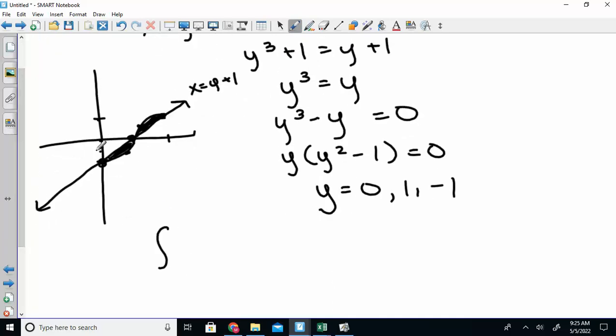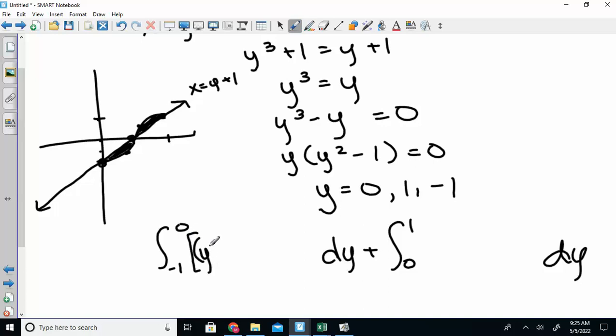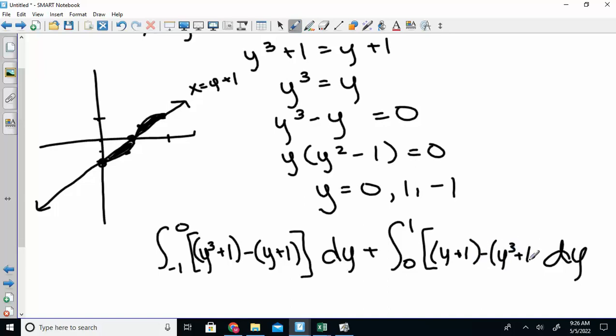Probably y's. That would be the easiest. So you need to make sure your limits are your y values. So starting when y is -1, ending when y is 0, plus the integral from when y is 0 to when y is 1. When you're doing with y, you do right minus left. So here my right is the y cubed plus 1, minus the left is y plus 1. This one, the right is the line, y plus 1, minus the left, which is my y cubed plus 1.